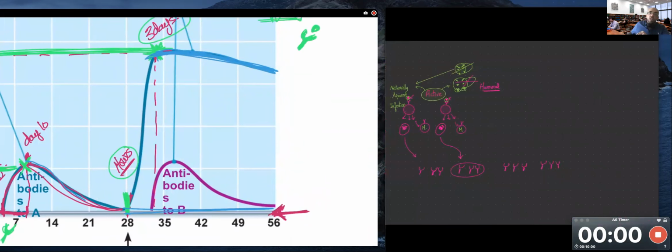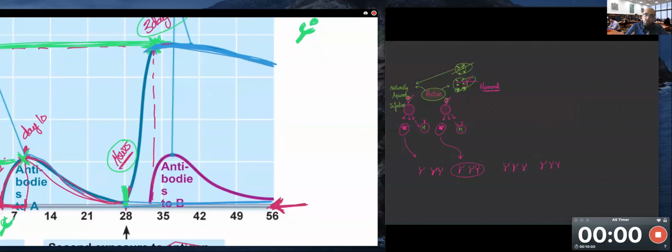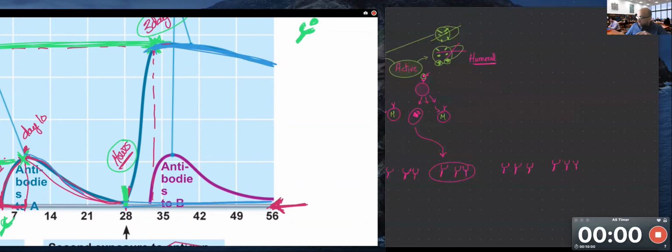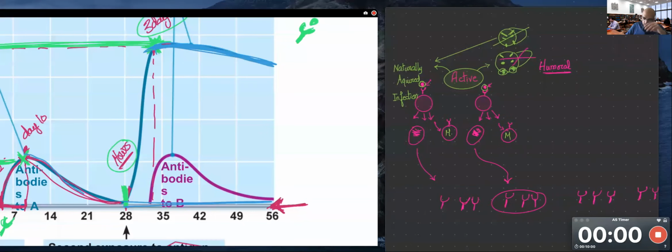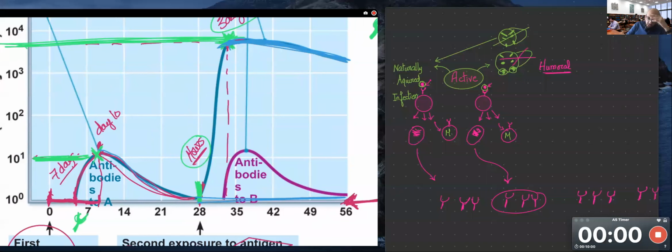You take hours to respond, hours for you to produce immunoglobulins. You're going to reach the peak within 2 to 3 days. The immunoglobulins are going to be produced in larger amounts. They will remain for a longer time in your bloodstream. They will be of greater affinity to the antigen. So this is going to be saving you those 7 days. That's why we give a vaccine.